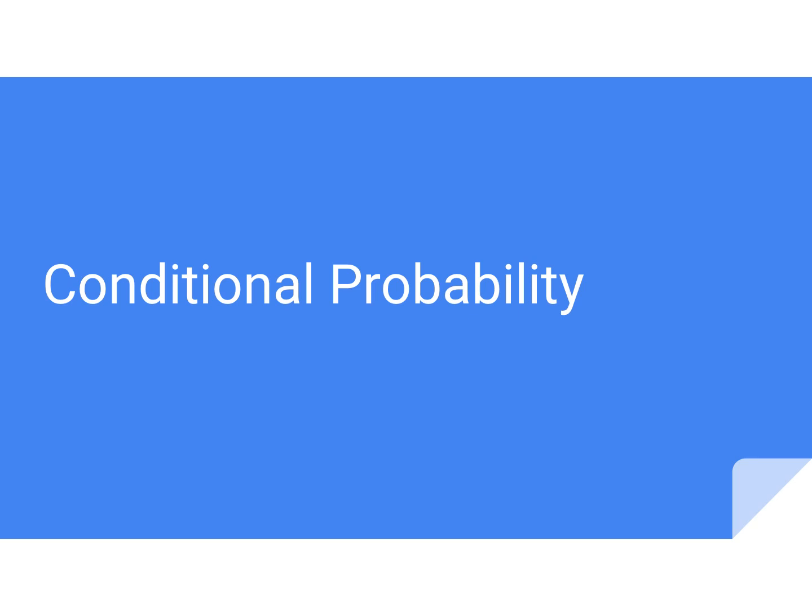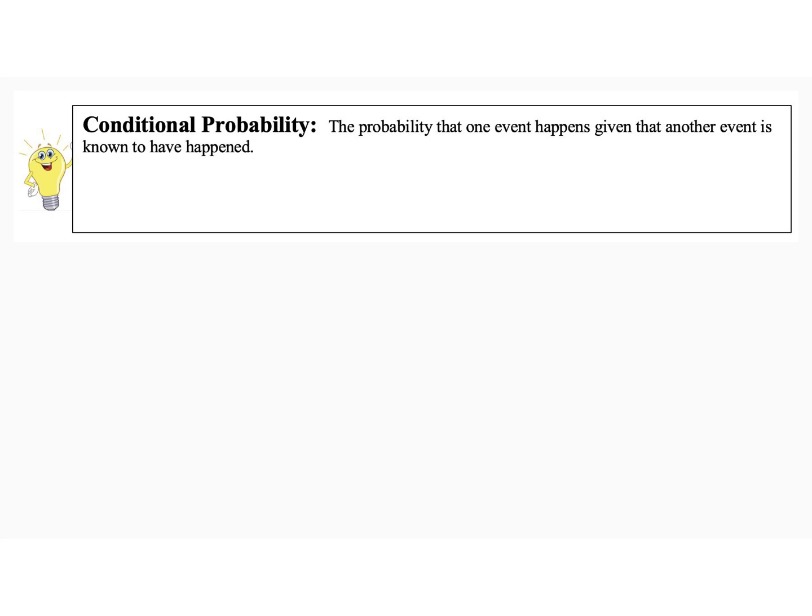In this lesson, we're going to examine conditional probability. So conditional probability is the probability that one event happens given that another event is known to have happened. The notation for this is written as the probability of A given B. That vertical line means given. So you'll often see the word given. Sometimes in word problems you'll see the word who.